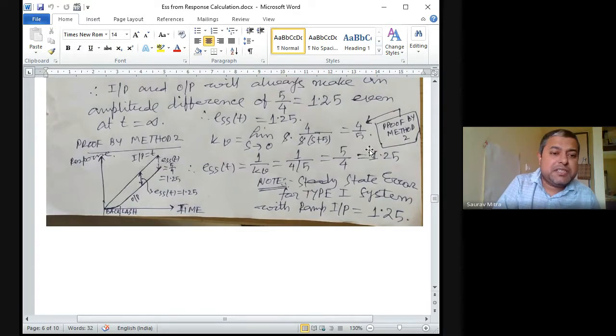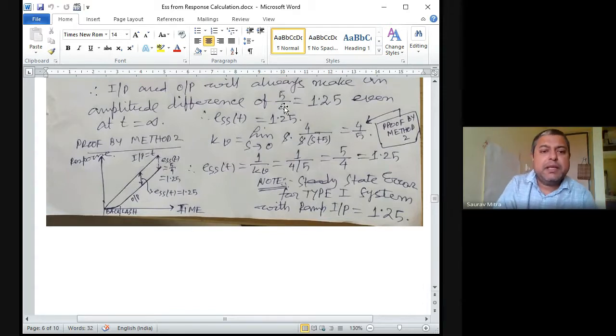Okay, so how much is the steady state error? Initially it is not there. So initially there is a lag in the output. This is called backlash or an initial problem, that the output takes a certain time to charge up. Because of this backlash there is a time distance between the rise of the input and the output. And you'll find that this distance will be a constant 1.25.